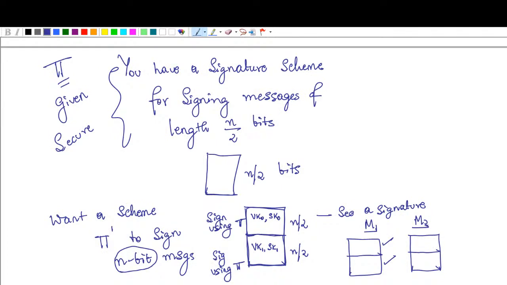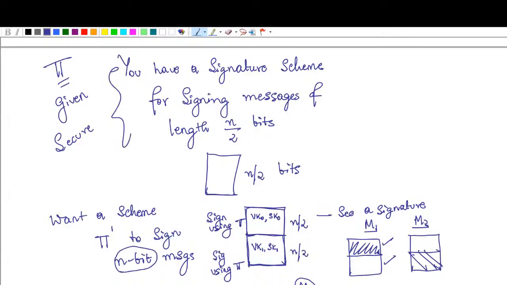Now he can prepare a new document M3 whose first half is the first half of M1 and whose second half is the second half of M2. Now this document M3 I never signed, but the adversary has seen collectively my signatures on M1 and M2.